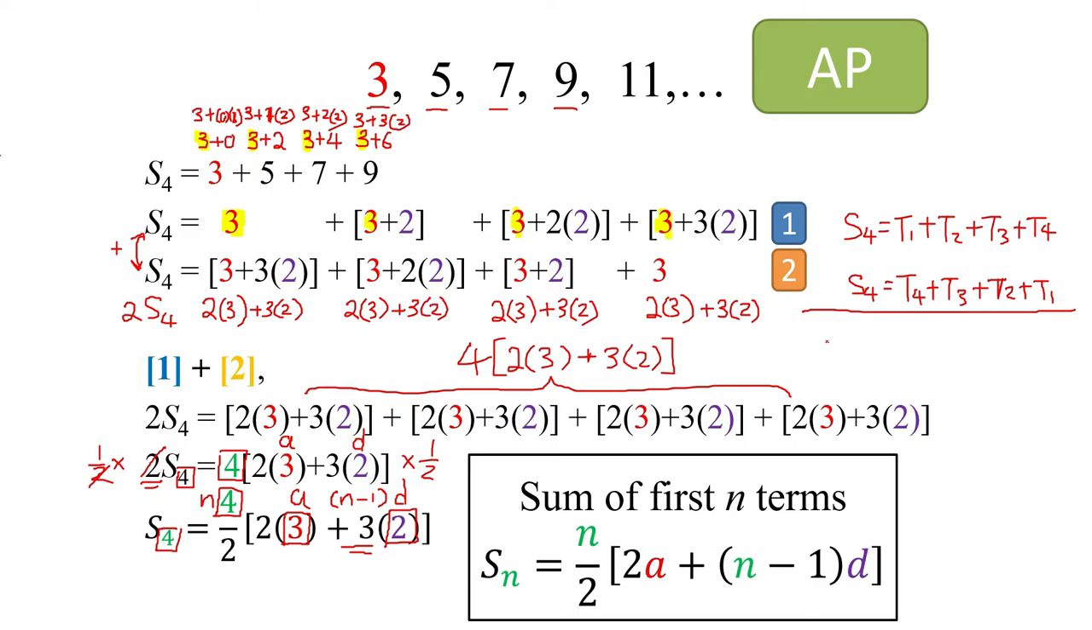Let's say we want to find the sum of the first 20 terms. N we replace with 20 over 2. Then after that, the a we put in the first term 3, and the n minus 1 will give us 19, and common difference is 2 here. Okay, let us count it. 20 divided by 2 times 2 times 3 plus 19 times 2. I get 440.